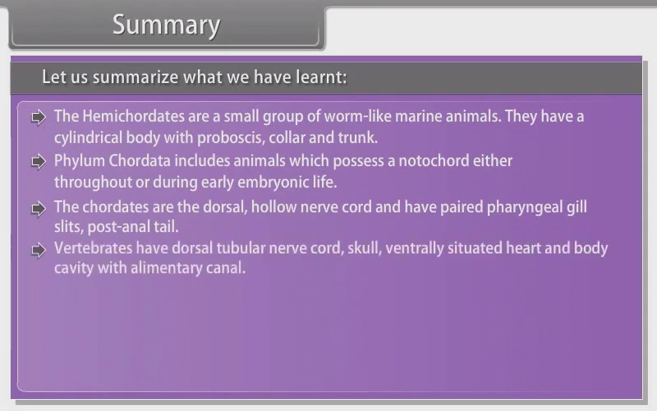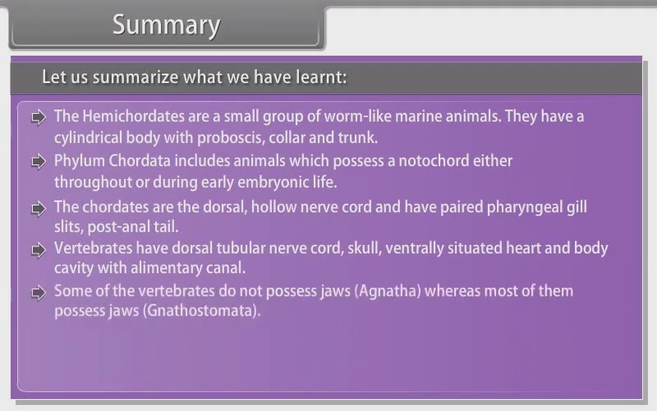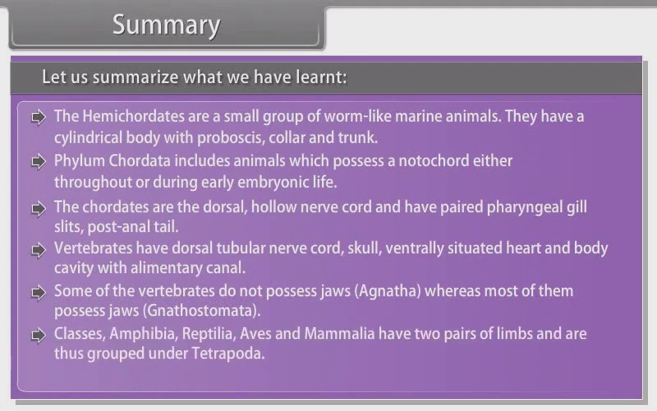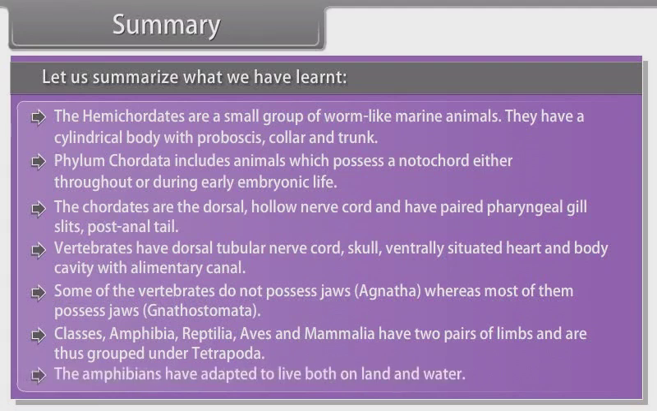Vertebrates have dorsal tubular nerve cord, skull, ventrally situated heart and body cavity with alimentary canal. Some of the vertebrates do not possess jaw, Agnatha, whereas most of them possess jaw, Gnathostomata. Classes Amphibia, Reptilia, Aves and Mammalia have two pairs of limbs and are thus grouped under Tetrapoda. The amphibians have adapted to live both on land and water.